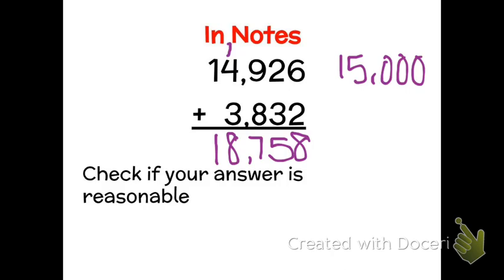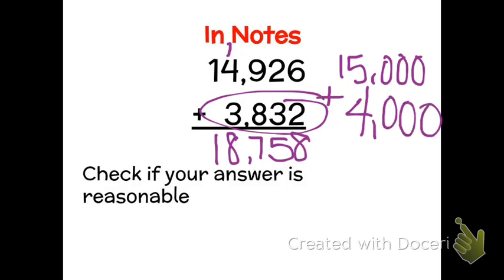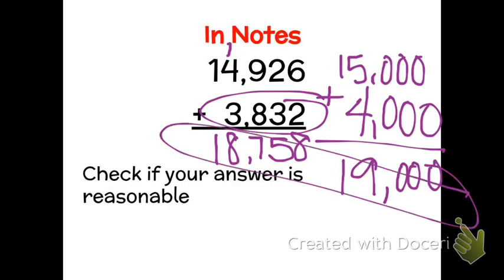So 14,926, pretty close to 15,000. 15,000 plus, well, I look at that one and I say I'm pretty close to 4,000. Now I'm going to add these together really quickly and I end up with 19,000, which isn't too far off from my actual answer. So I would again say that my answer is reasonable.